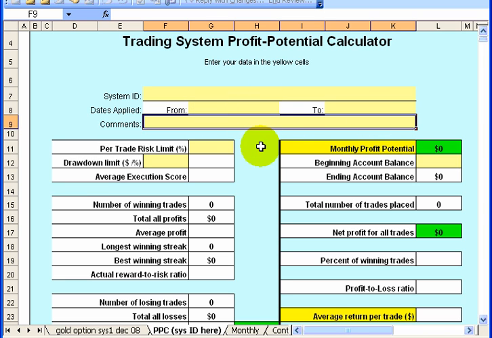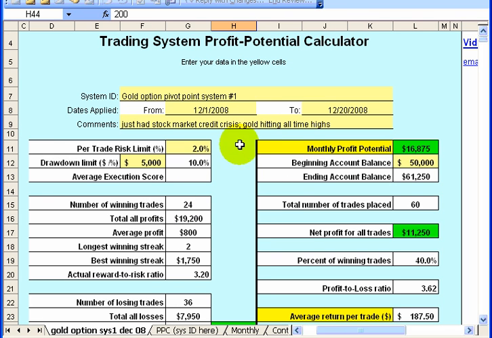Rather than bore you with watching me fill it in, I'm just going to pause this for a second and fill it in, and then we'll come back to it and take a look at how you can see the profit potential and all the ins and outs of a system. So I'll be right back. Okay, so I filled all this in. Real simple. I mean, like I said, it's not much. This only takes a couple minutes to get going with it.